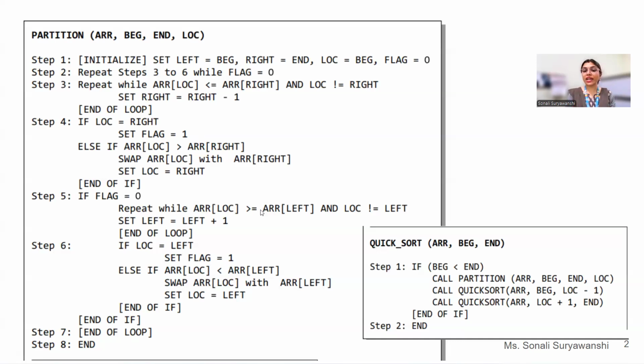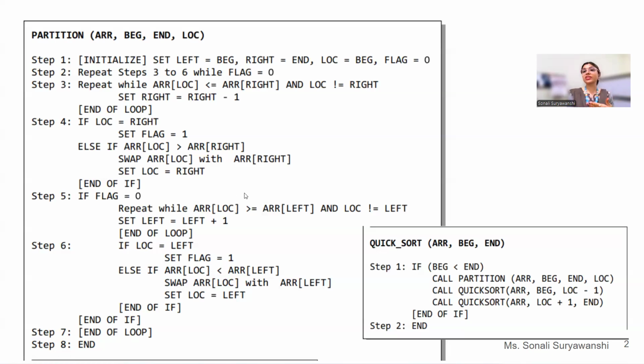So if the LOC value is greater than the left value and your LOC is not left, you keep incrementing left because you have to keep going ahead to check the values. There will be a point where left is incremented and it reaches LOC. So if your LOC is reaching left, that is a stopping condition. So you have to raise a flag. So flag is 1 and you're returning that flag.